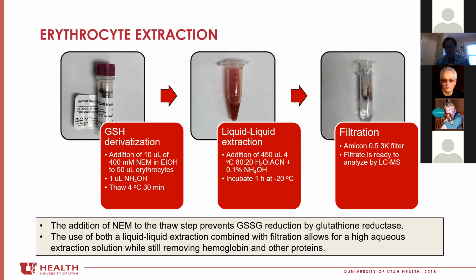So there's a couple other advantages of using the NEM here. One, when you use the NEM, you're derivatizing the free reduced glutathione pretty instantaneously to get accurate measurement. But also, your NEM reacts with the free thiols of glutathione reductase and incapacitates that. So now we're preventing the oxidized form of glutathione being reduced down by glutathione reductase. So that's great. So we have a method for looking at the metabolome.